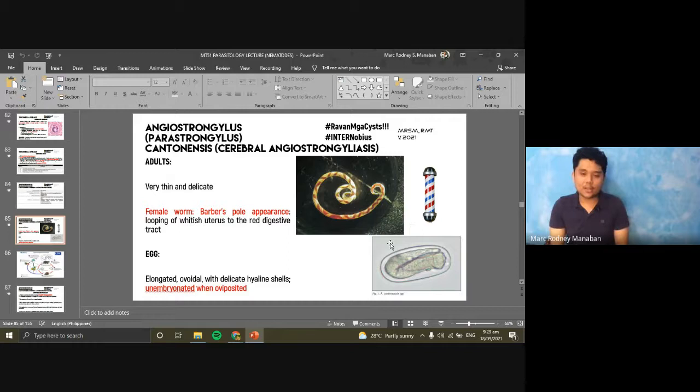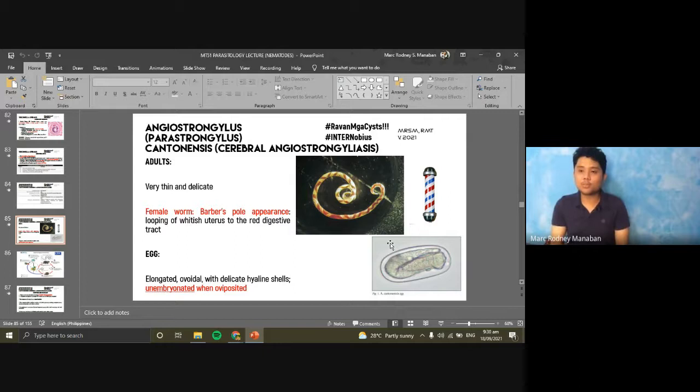Okay. Now the egg is elongated, ovoidal, with thin hyaline shells, quite similar to the appearance of your hookworm. It is unembryonated when oviposited, meaning it still needs to mature in the outside environment. So again, barber's pole appearance, that's all you have to take note of. Press the buzzer: Angiostrongylus cantonensis. Barber's pole appearance, Angiostrongylus cantonensis.